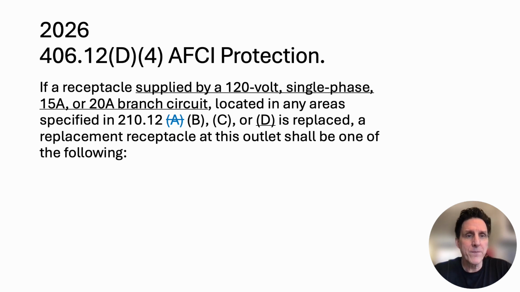And located in any area specified in 210.12, not 210.12a, that was a mistake, but rather 210.12b, c, or d, as we already covered, right? So if you replace one of those receptacles in any of those areas, you have to provide some type of protection, and you have a few options.